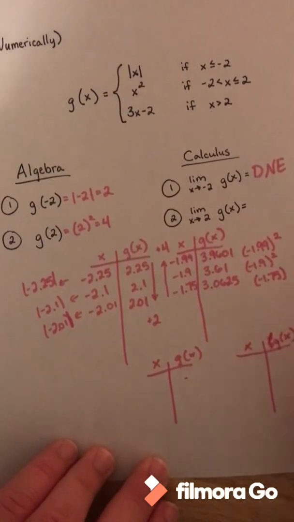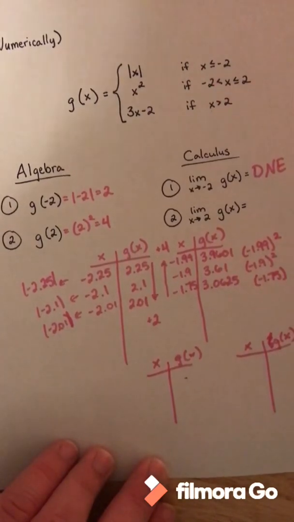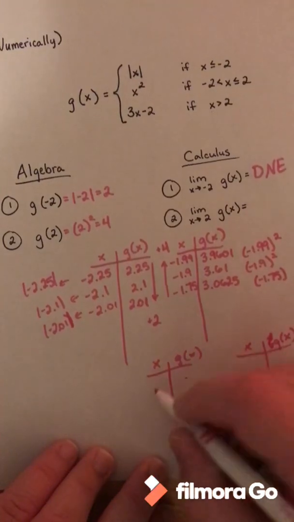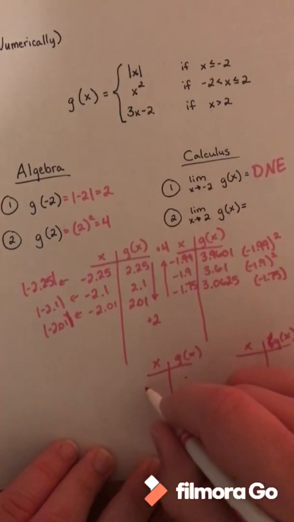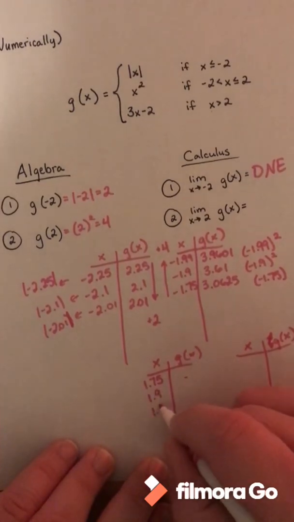I didn't need that parentheses there. So this time I'm trying to find the limit as x approaches 2 of g of x. So here's what we're going to do. We're going to plug in some numbers smaller than 2, and we're going to plug in some numbers bigger than 2. So let me think about some numbers smaller than 2. Let's do kind of what I did before. 1.75 is smaller than 2. Let's do 1.9, and let's do 1.99 now.